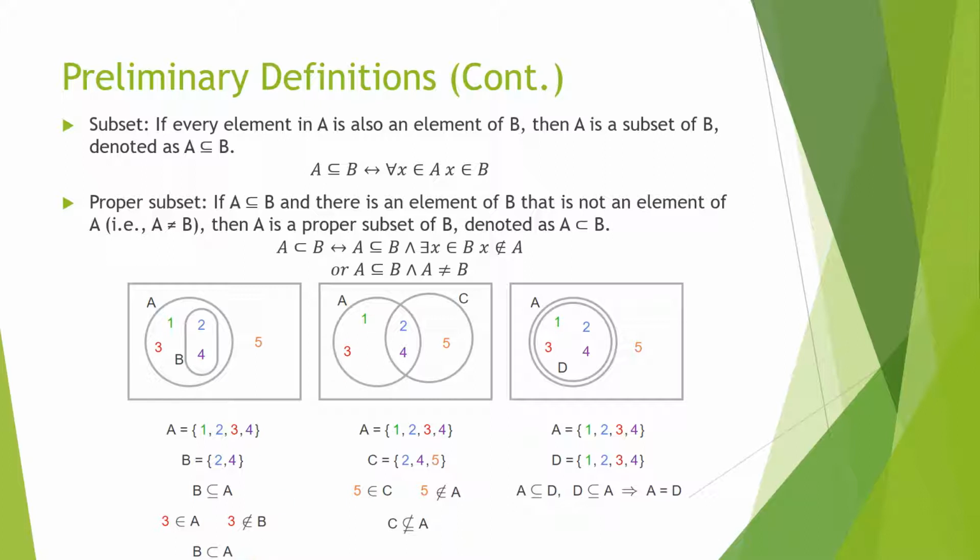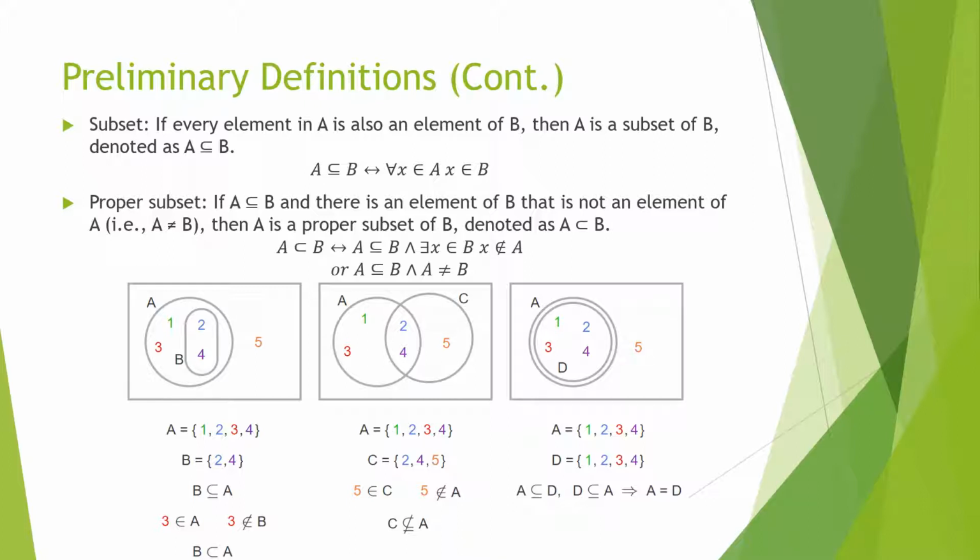In the second example, we have two sets A and C. A is defined in the same way, containing 1, 2, 3, and 4. C contains 2, 4, and 5. As you see, 5 is in C, but it's not in A, so C is not a subset of A. And for example, 1 is in A but not in C, so A is also not a subset of C. So the subset relation doesn't exist between A and C. Obviously, since neither is a subset of the other, there's no proper subset relation between A and C.